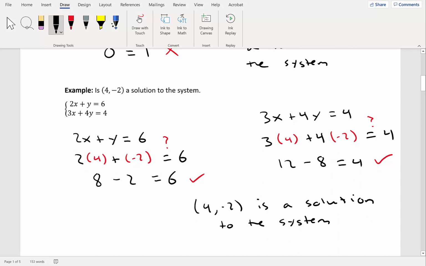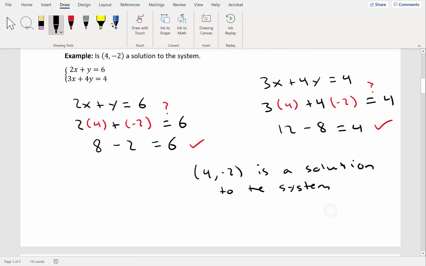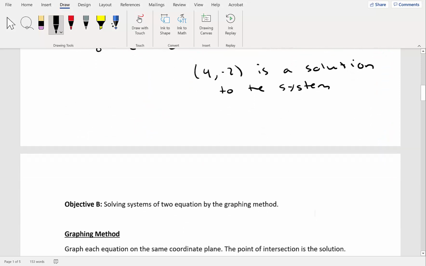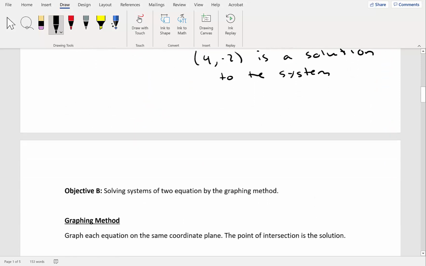Now, for both of these examples, we were given an ordered pair and we had to figure out whether it was a solution. But in most cases, we're not going to be given an ordered pair. We're going to be given 2 equations, and we have to figure out what the solution is for that system. Okay, so that leads us to our next objective. We're going to be solving systems of 2 equations by the graphing method.